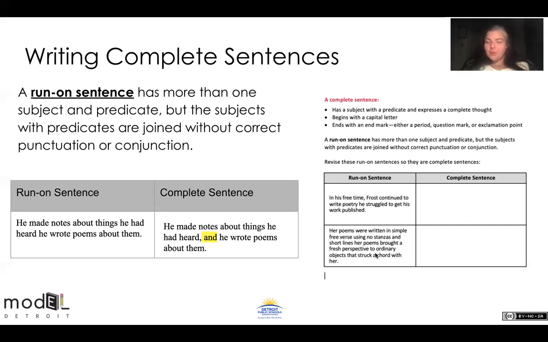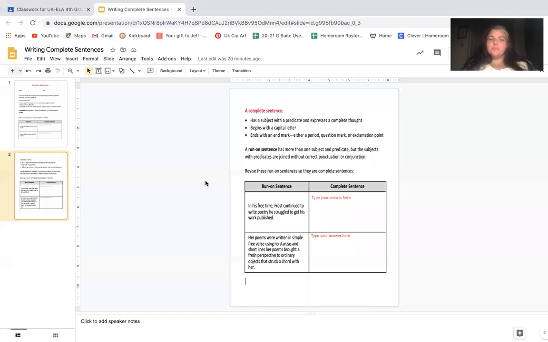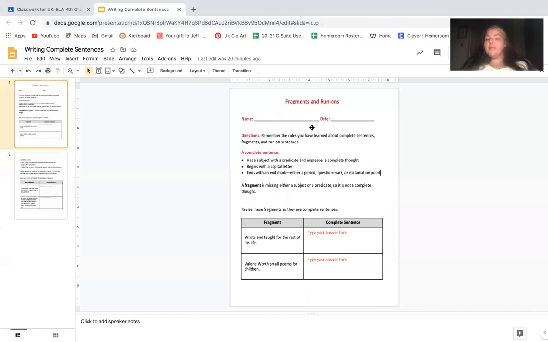It is now your turn to go into your Google Doc and complete fragments and run-ons. So first you're going to do your fragments. And remember, I've left on here what a complete sentence has. So don't forget to double check and make sure what a complete sentence has. And make sure that you begin with a capital letter and that you end with either a period, a question mark, or an exclamation point.